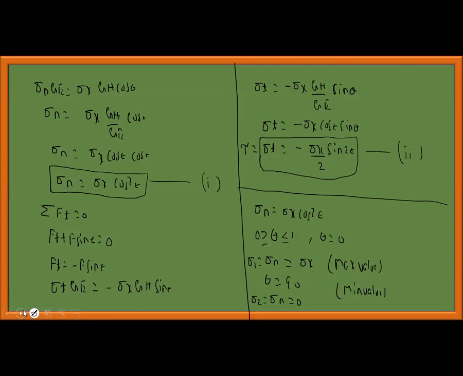Next we'll go to maximum shear stress, which is given by tau, or sigma t, equal to minus sigma x into sine 2 theta by 2. The maximum value for this will be when 2 theta is equal to 90 degrees, therefore sine 2 theta will be 1, therefore tau max, or sigma t max, is equal to minus sigma x by 2.